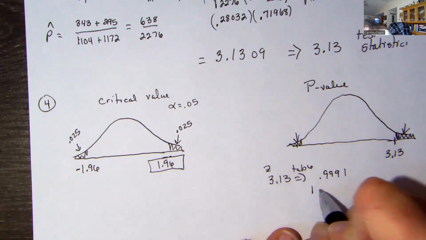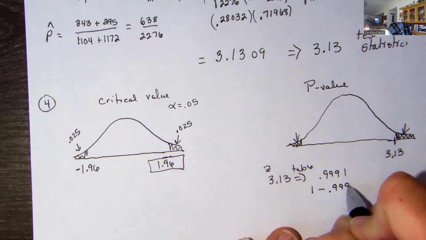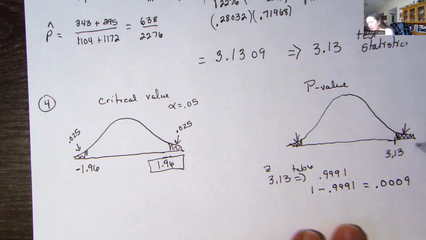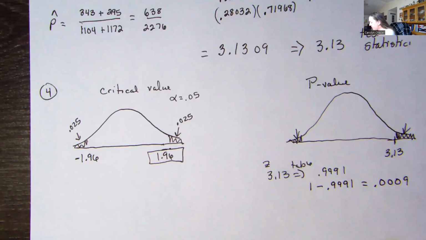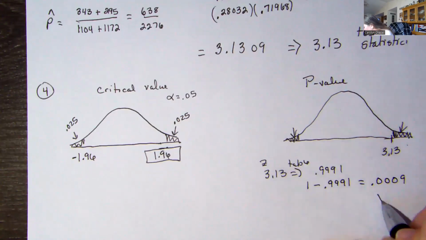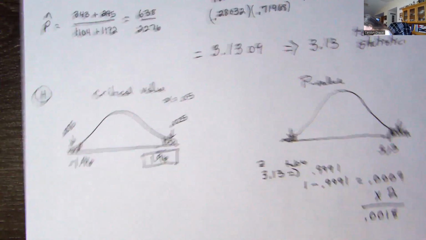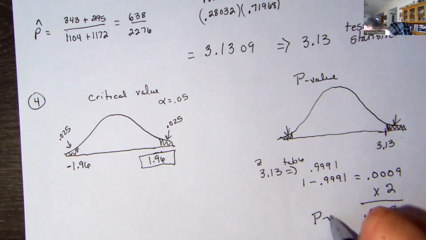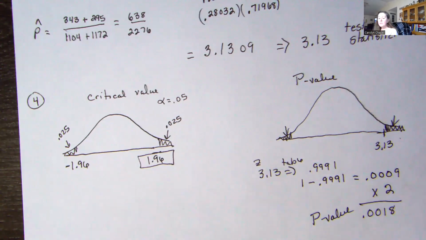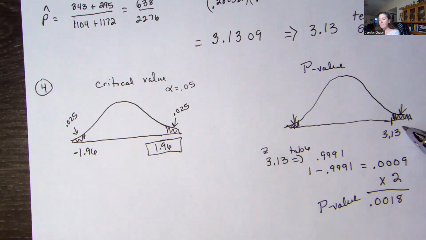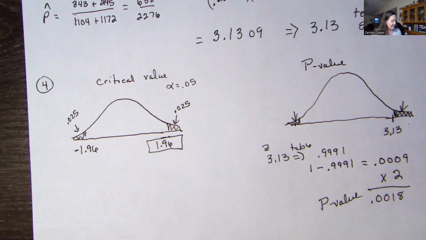So if I subtract it from 1, that gives me 0.0009. That's the area in this piece. Being symmetric, we're going to multiply by 2. There's our p-value. If this was a single tail, one direction, we don't need to multiply by that 2 because we put all of the eggs, so to speak, in one basket. Here we're splitting it up into 2 baskets. So we kind of have to look at both tails.